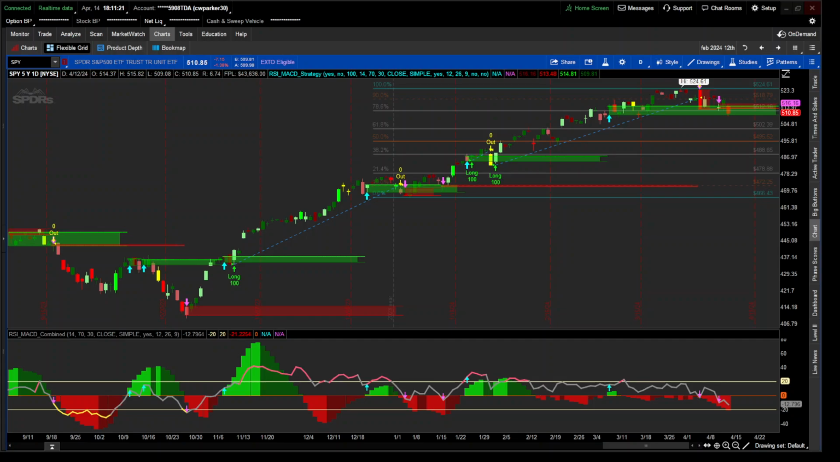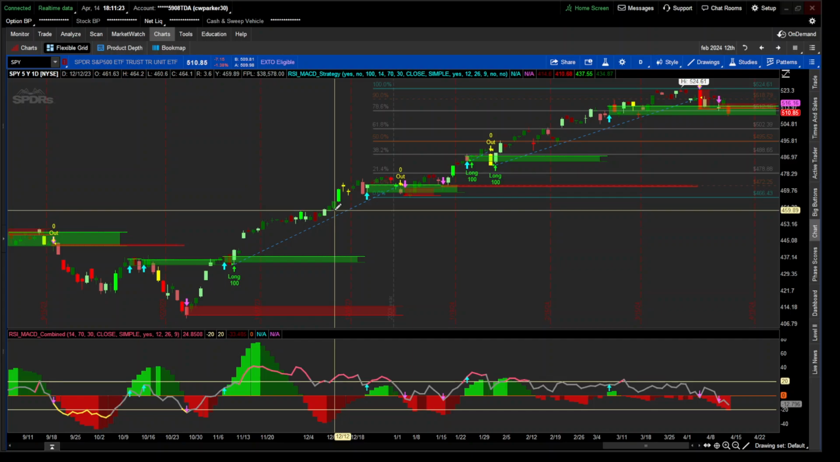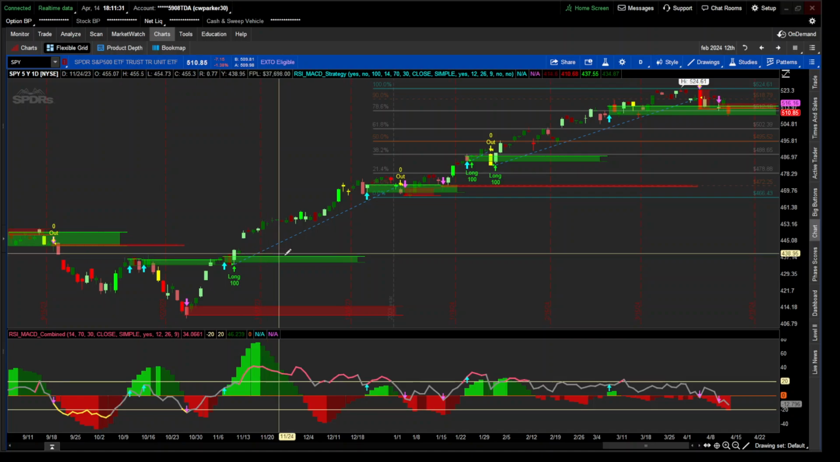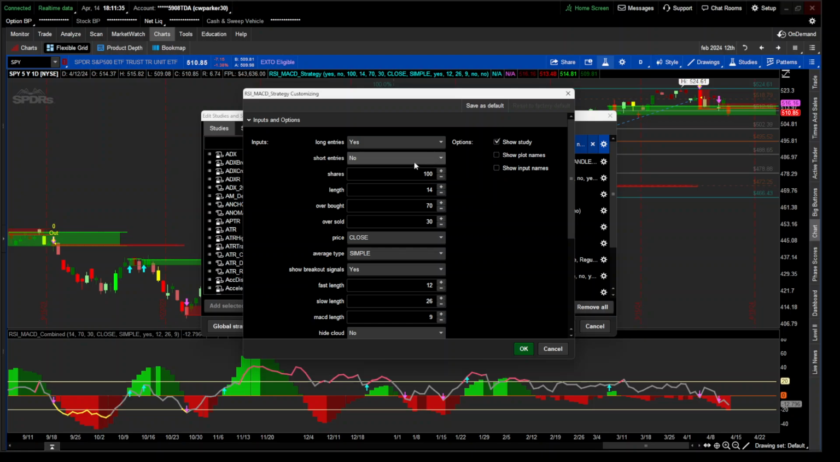But for the most part, let's get into it. I've made some changes to the strategy. I've changed the conditions for when you go long or when you go short. Right now, I just have it for the long, so let me show the short entries as well.